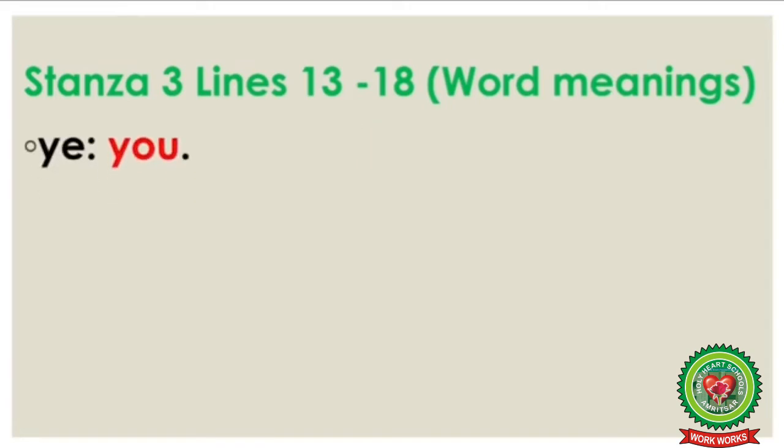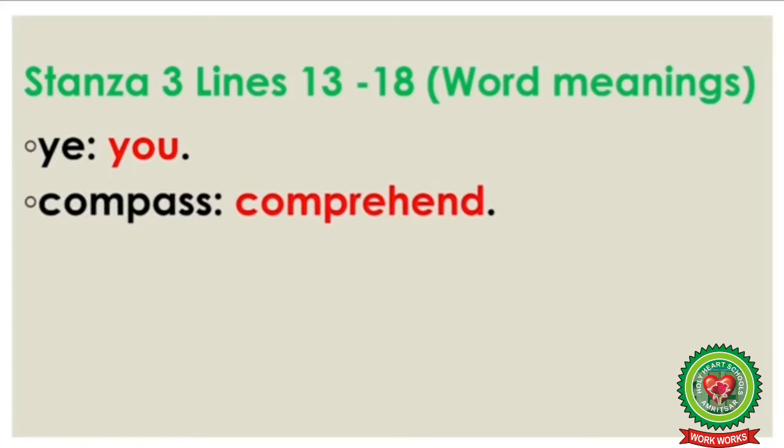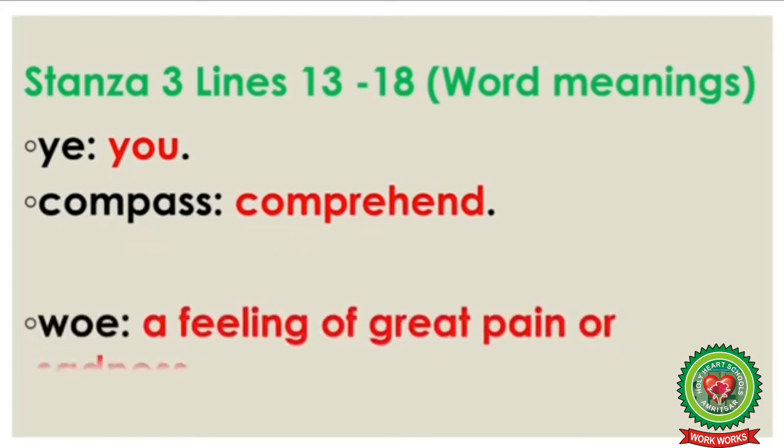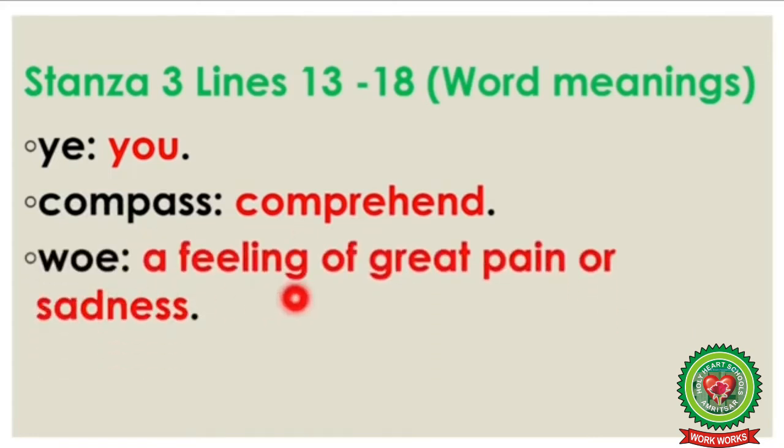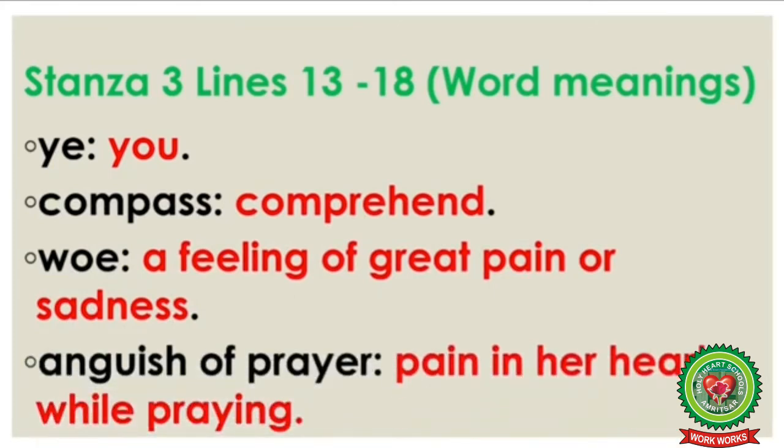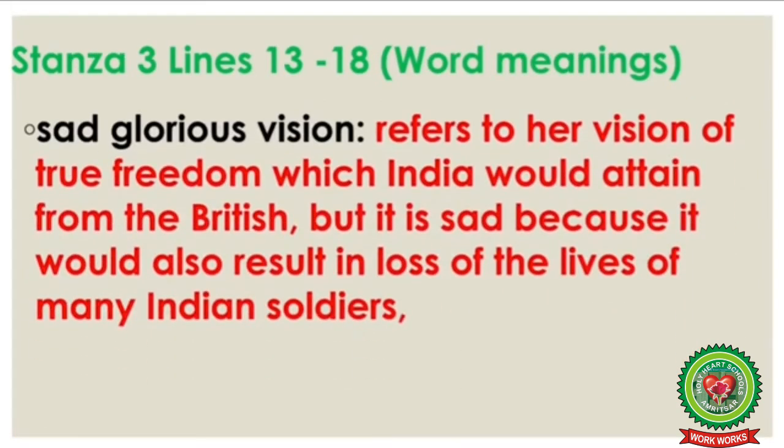Now let us discuss its word meaning. Ye means you. Compass means comprehend. Woe, a feeling of great pain or sadness. Anguish of prayer, prayer in her heart while praying. Now, next slide. Sad glorious vision refers to her vision of true freedom which India would attain from the British.